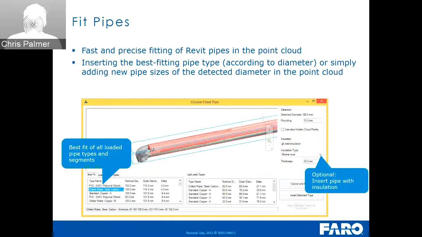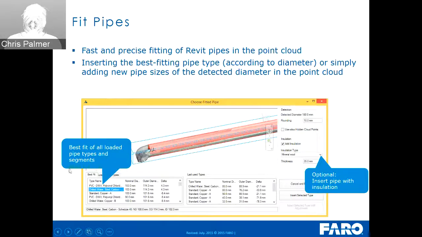So what we're doing here now is detecting a specific diameter. We've got a rounding value set here in the top right hand corner. The software is going to search through all of our loaded types, find the closest matching type, and suggest that that's the one we should use. We then need to decide whether that's okay, or whether we want to insert a selected type with an adjustment. Maybe we model it exactly as it is in the point cloud, or exactly as it has been detected.